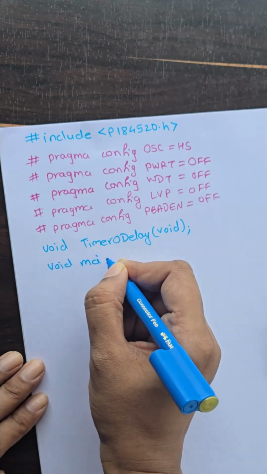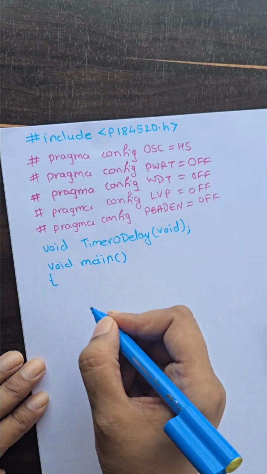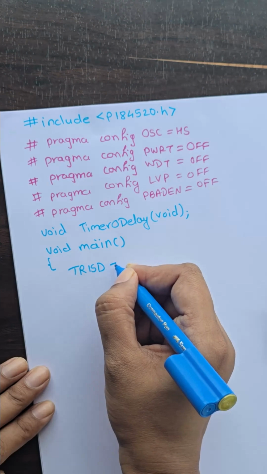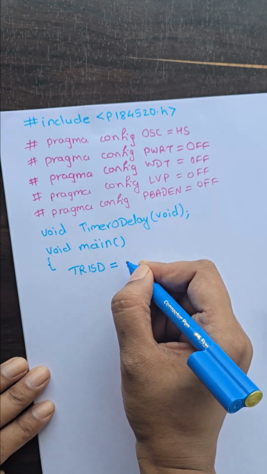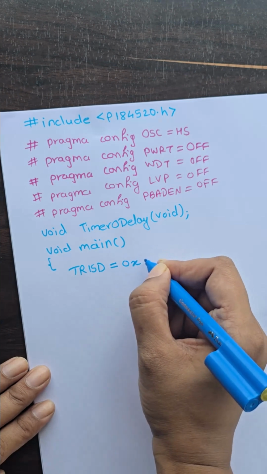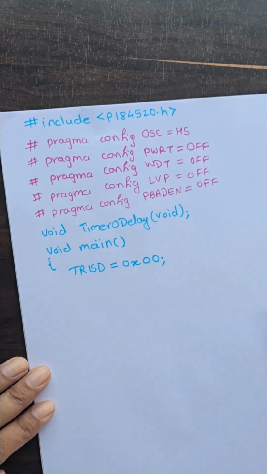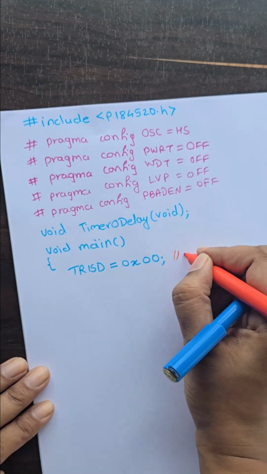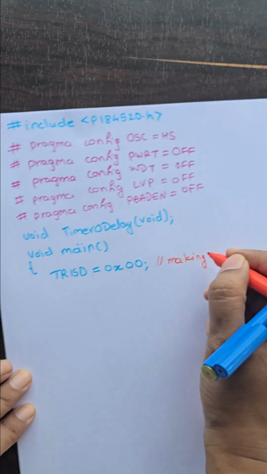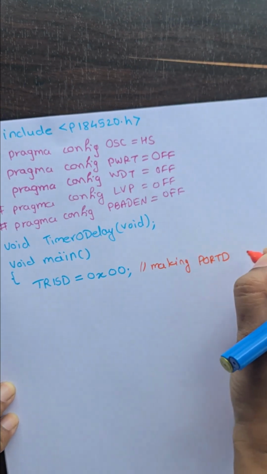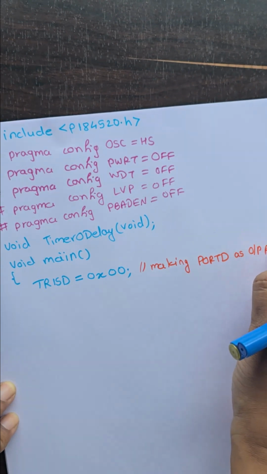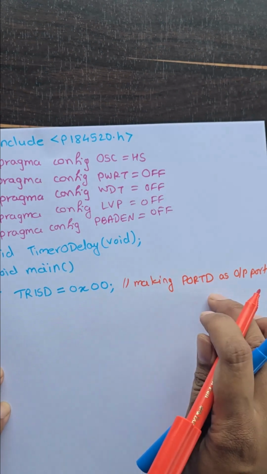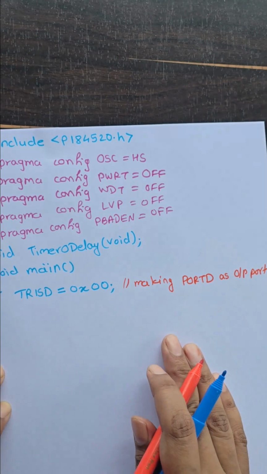So void main. Inside main, we will first define the direction of port D. By configuring the TRISD register with the value of 0x00, we are basically making port D an output port. With this we are configuring port D as output, as LEDs are connected to port D.